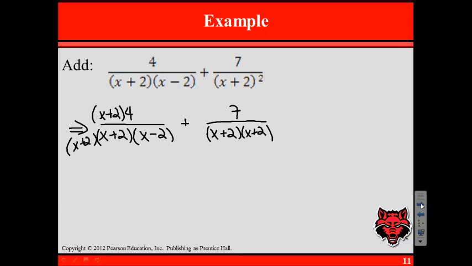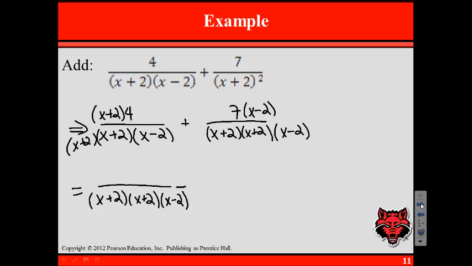Now let's look at the second denominator. It has 2 factors of x plus 2, but it is missing the factor of x minus 2 that the first fraction contains. So we multiply top and bottom by x minus 2. Again, the order is irrelevant. They just happen to be the same here, but they're still least common denominators one way or the other. So we write the least common denominator one time, x plus 2 times x plus 2 times x minus 2. Another way you could write it is x plus 2 squared times x minus 2, whatever floats your boat.